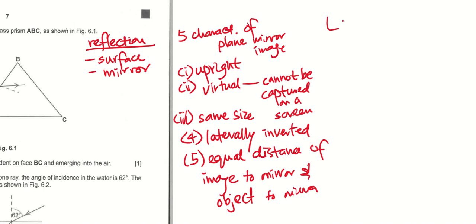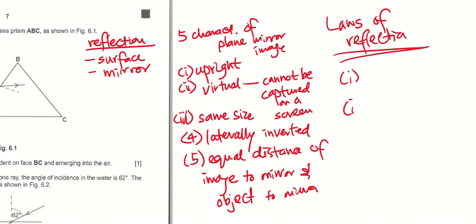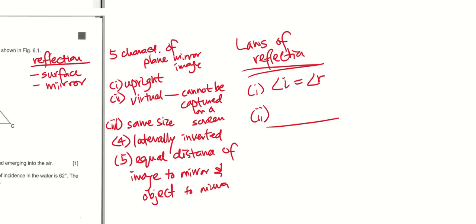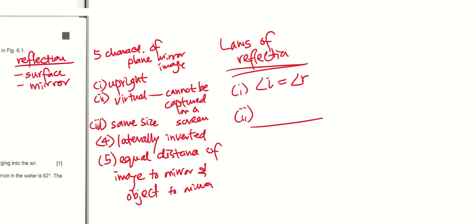Then they will also test you on the laws of reflection, which is, you can find out. Got 2, okay, which is basically what is important is angle of incidence equals to angle of reflection. The other one, you just need to memorize it. Okay, so then what will they test you? What else can they test you?